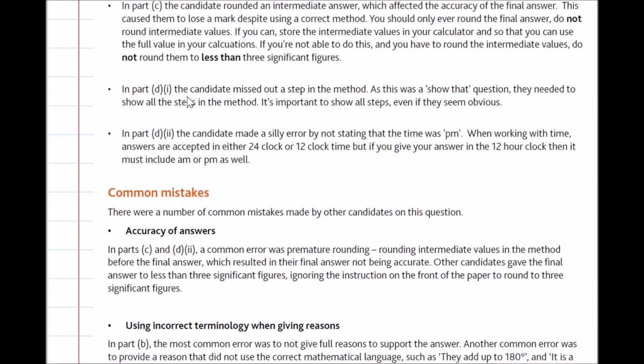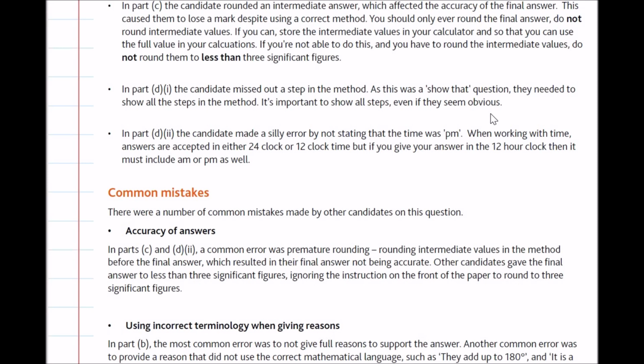In part D1, the candidate missed out a step in the method, as this was a "show that" question. They needed to show all the steps in the method. It is important to show all the steps even if they seem obvious. In part D2, the candidate made a silly error by not stating that the time was PM. When working with time, answers are accepted in either 24-hour or 12-hour time, but if you give your answer in the 12-hour clock, then it must include AM or PM as well. Keep in mind.